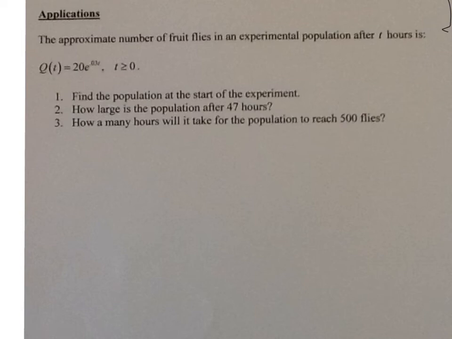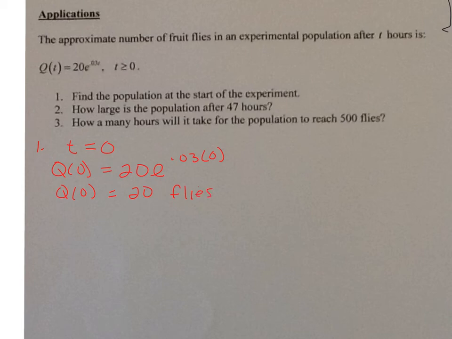All right, let's start with number 1. Find the population at the start of the experiment. At the start of the experiment, what do I know? I know that my time, T, is equal to 0. So I'm going to do Q of 0. I plug that in, and I have 20e raised to the 0.03 times 0 power. So Q of 0 is equal to 20. So there are 20 flies at the start.